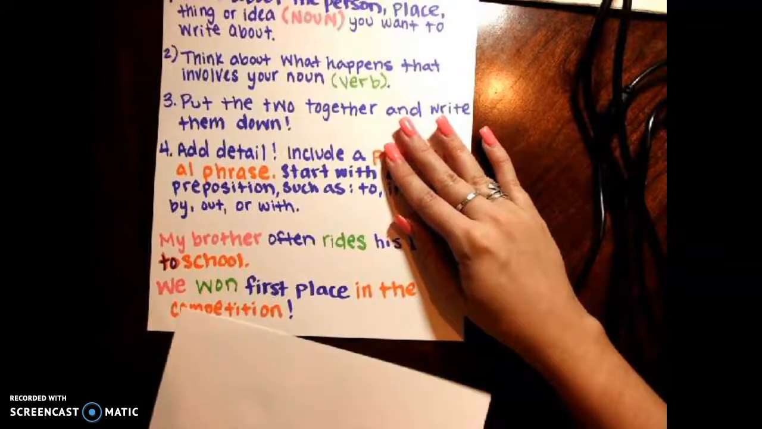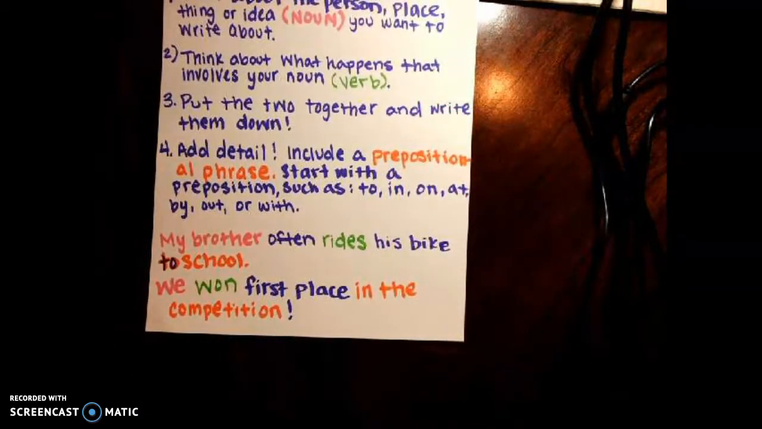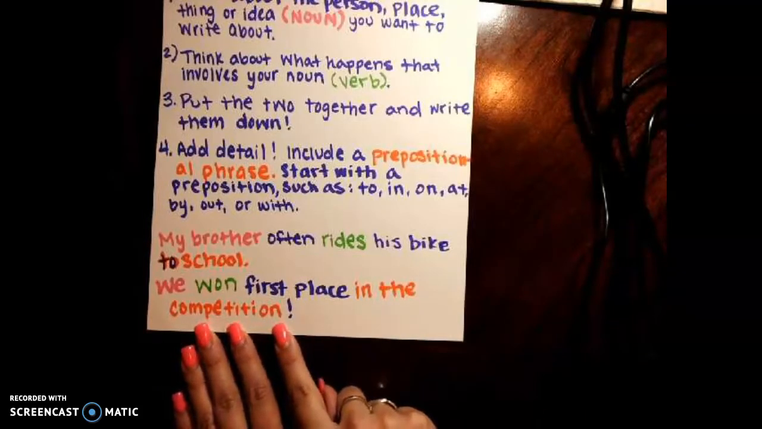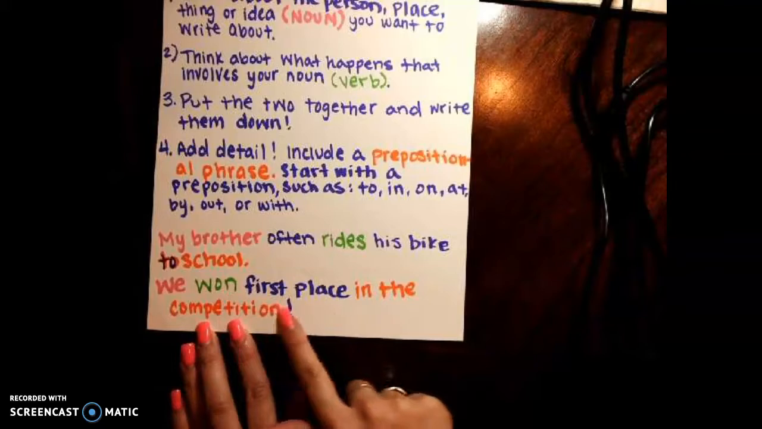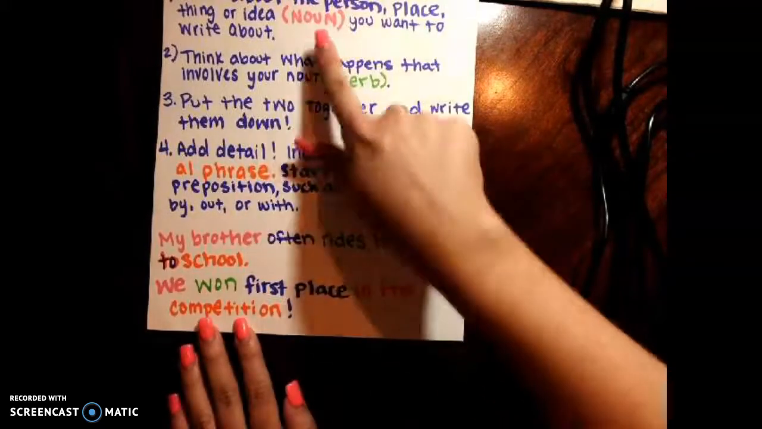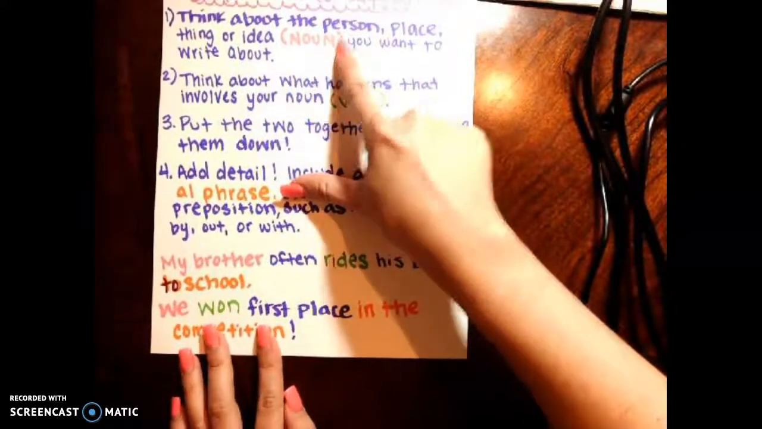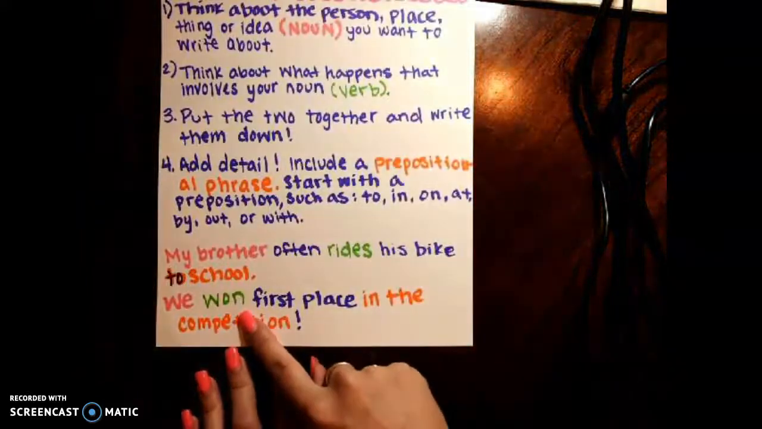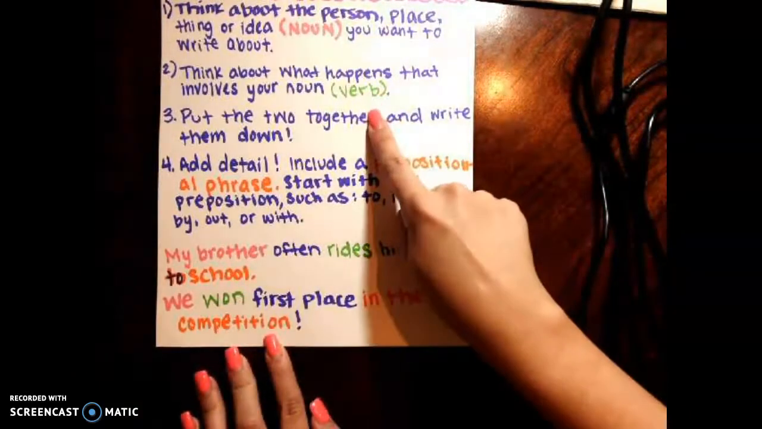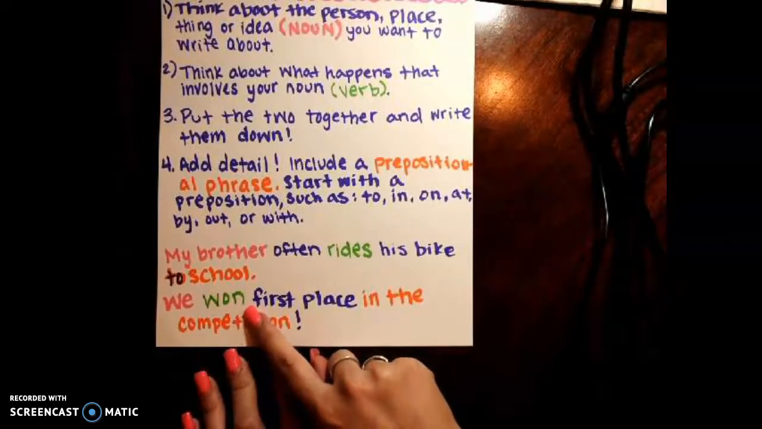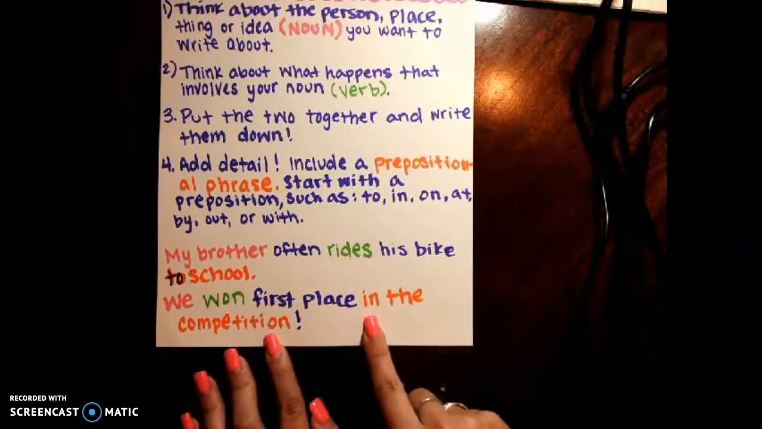And I can get rid of that paper. So we won first place in the competition. All right, how exciting. We won first place in the competition. So let's look. We is pink, which we know is our noun. We is going to be considered a person, okay? Won is in green, which we remember is our verb. So if I win something, I won, I'm doing that, I'm winning, okay? So I won first place in the competition.